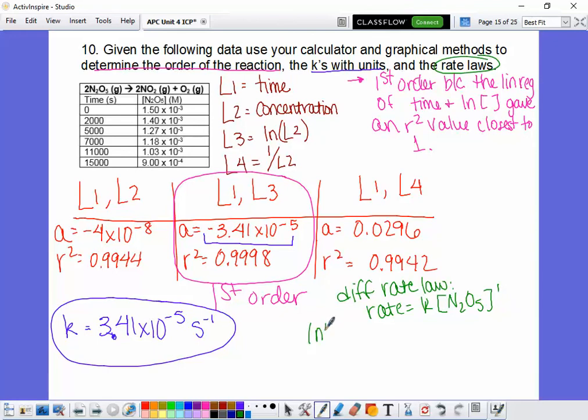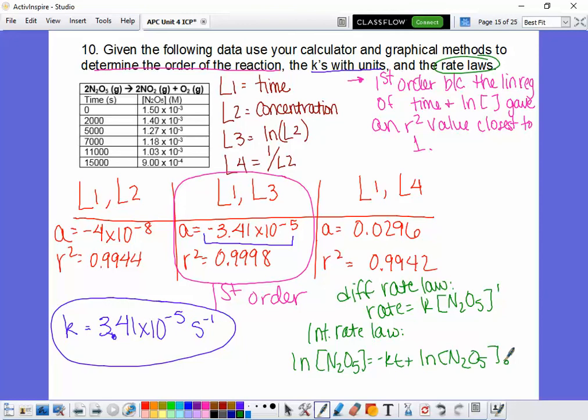Our integrated rate law, you would just look at the formula sheet or remember that, hey, that's natural log N2O5 equals negative KT plus natural log N2O5 initial. Okay. When you're writing the rate laws, you don't need to put the values for K in there because it just makes it messy. Right? Normally we write the rate law and then we identify what K is.